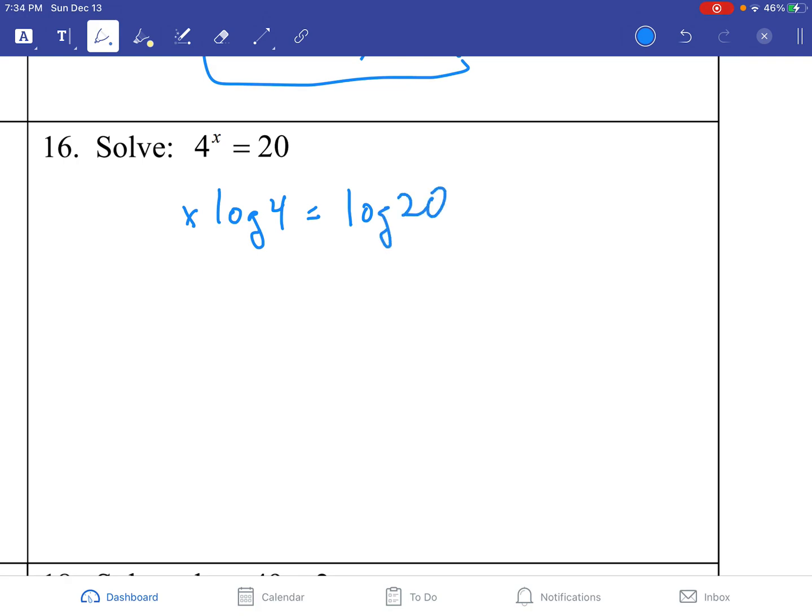Now to solve this, we want to solve for the x. We're going to divide both sides by log of 4. Those will cancel, and you'll get x is equal to whatever log of 20 divided by log of 4 is. Now it's important that when you're doing these that you put the denominator, the log of 4, in parentheses. So we have log of 20 divided by, I'll put in parentheses, log of 4, which gives you 2.16.